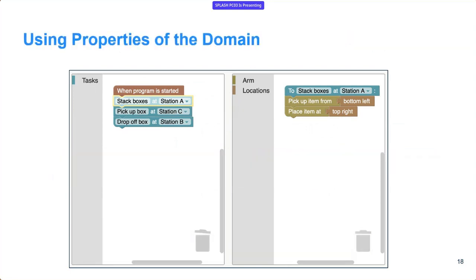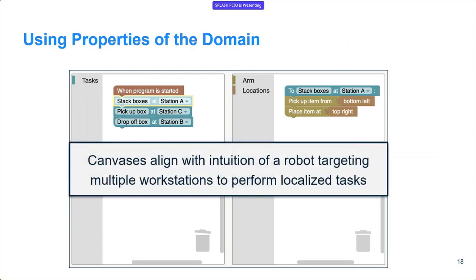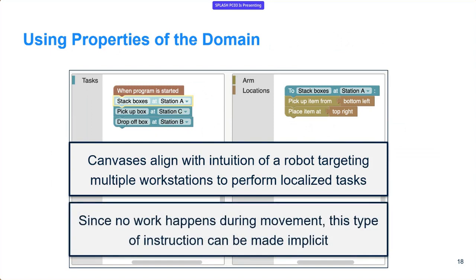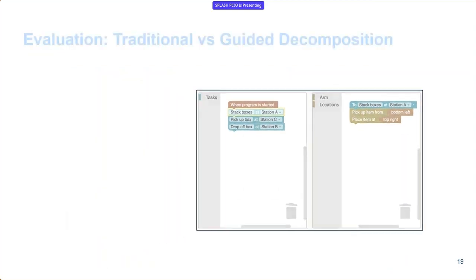You just intuitively get this idea that anything defined within the function stays within the function. We're also making use of some domain-specific properties. These canvases, in the context of mobile robot programming, align nicely with the intuition that the robot is moving at a high level between different stations, and then doing more localized work there. This is represented here: on the left we have movements between stations that are connected to the function calls, and because they're connected, they can happen implicitly. Whenever we move to a station to do work, we have a function call, and we also move there in the same block.